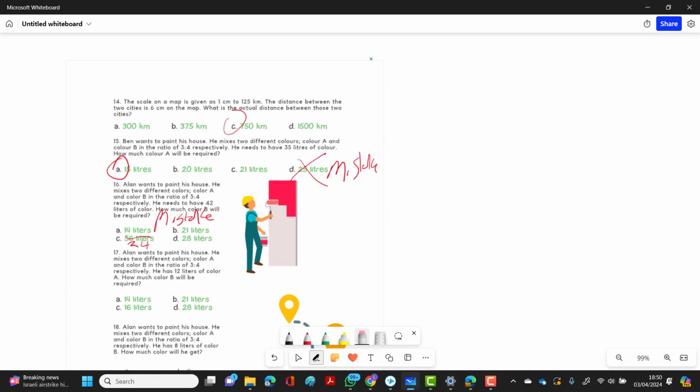Alan paints his house with two different colours in a ratio of 3 to 4. Again, the same thing. So total equals 12. A to B, 3 to 4. How much B will be required? Oh, this is not proportion. It's just ratio because it's comparing part with part. So 12 litres of A, times 4, 16. 17C.